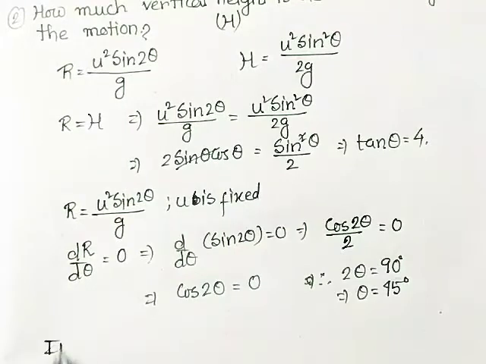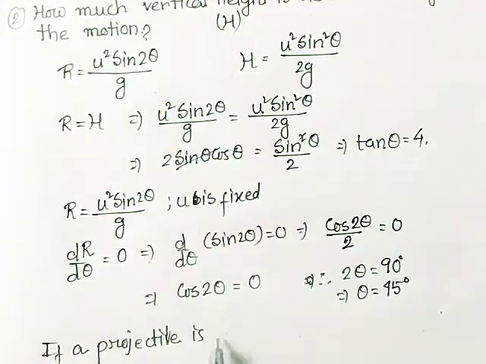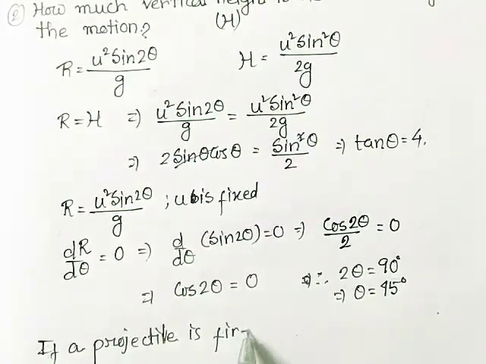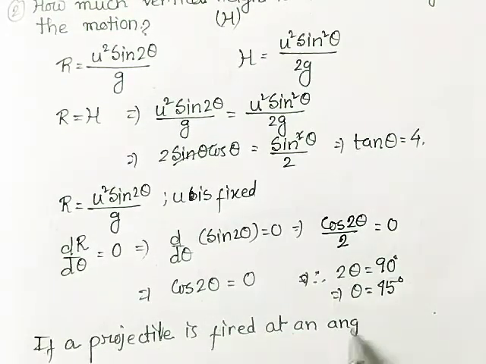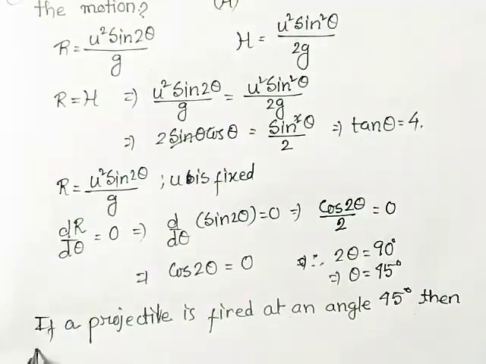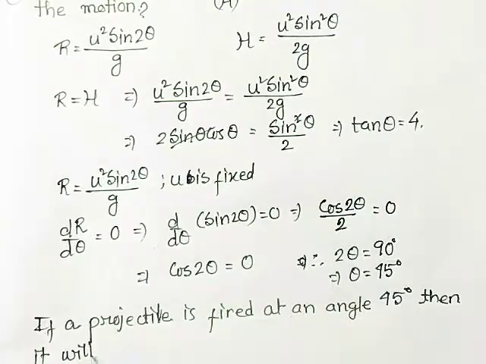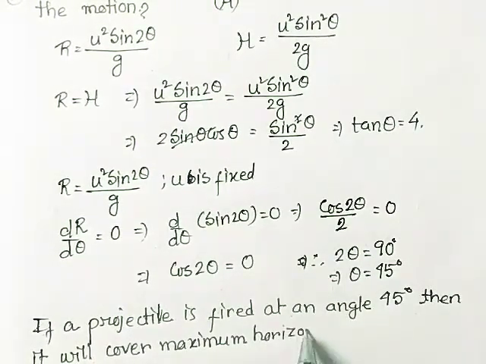So if a projectile is fired at an angle of 45 degrees, then it will cover maximum horizontal range. So let us check it out.